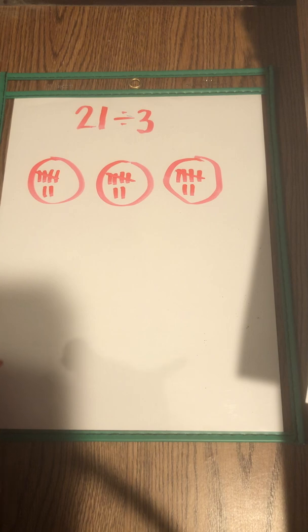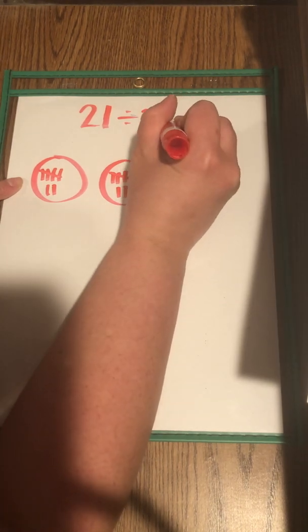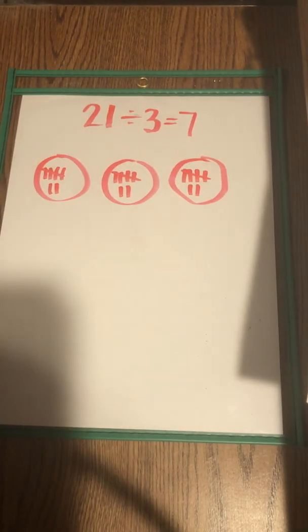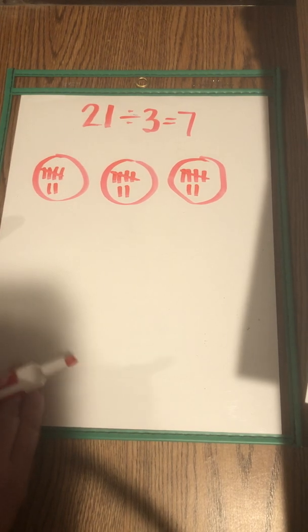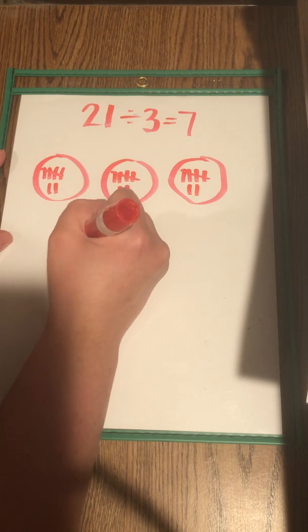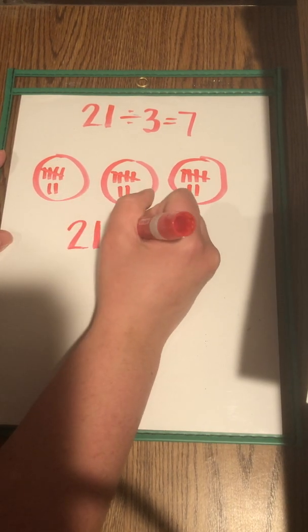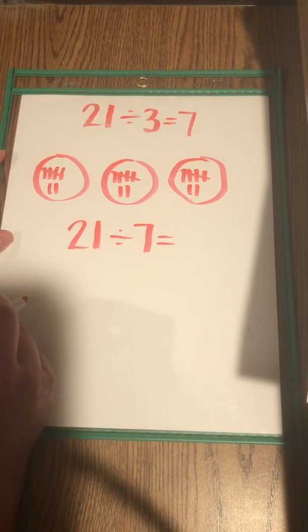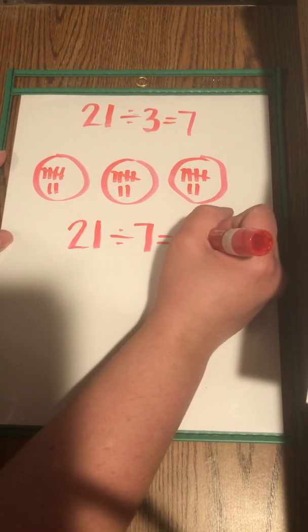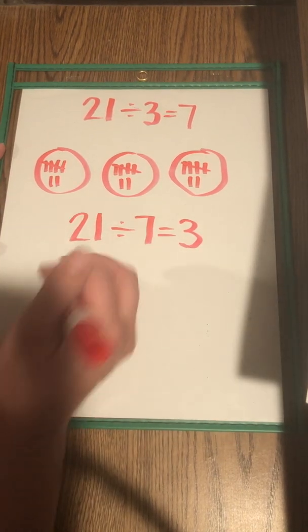Okay, when I do that and I make sure there's the exact same amount in each group, how many do I have in each group? I have 7. Okay, now this is a fact family. So that tells me that if I make 21 divided by 7, it would equal 3. Would you agree with that? Well, let's try it out, okay?